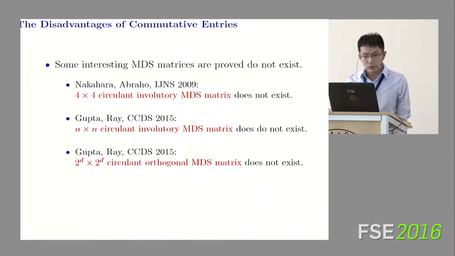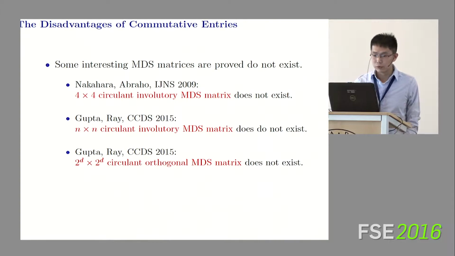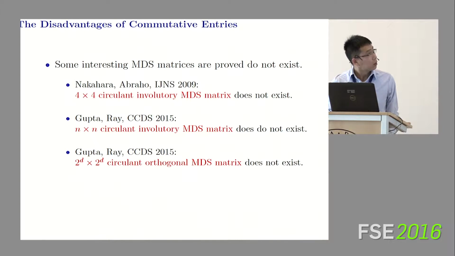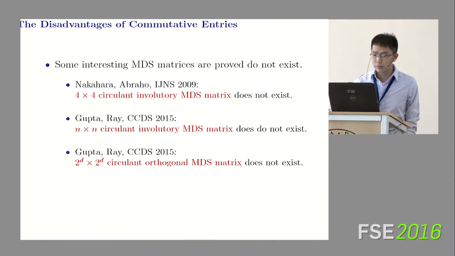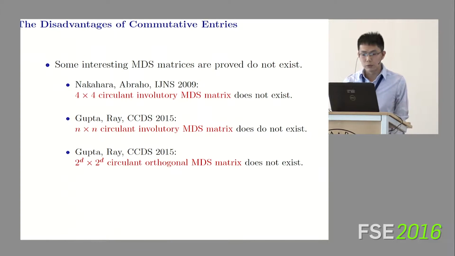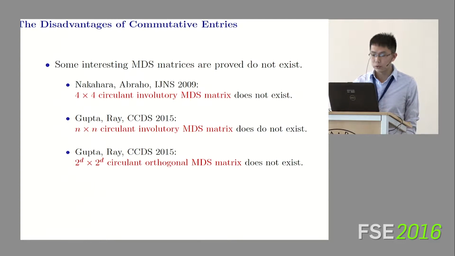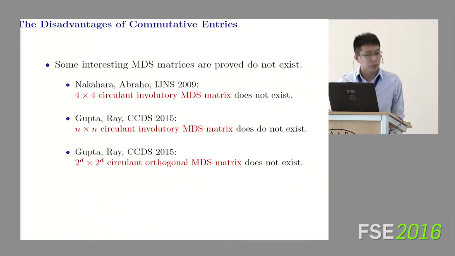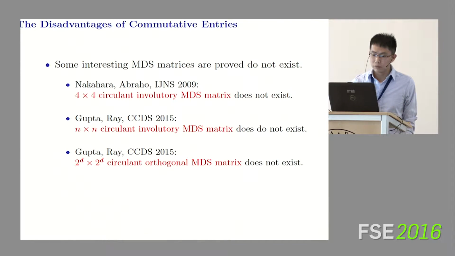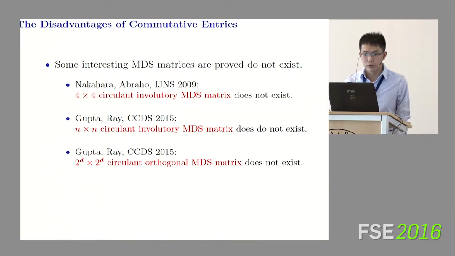But there are also some disadvantages of using commutative entries. One of the most significant is that some interesting MDS matrices have been proved not to exist, including the very interesting example of the circulant involutory MDS matrix. Circulant means it has a special structure, so it is very easy to implement. And involutory means the same circuit can be used in both the encryption and decryption circuits.